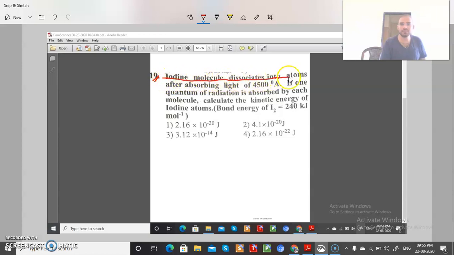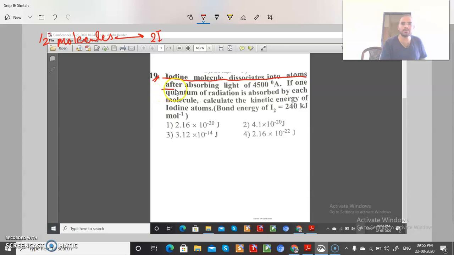Iodine molecule dissociates into atoms. What is the meaning of that, student? That is, an I2 molecule is there, and what is happening in this? It dissociates into atoms, 2I.